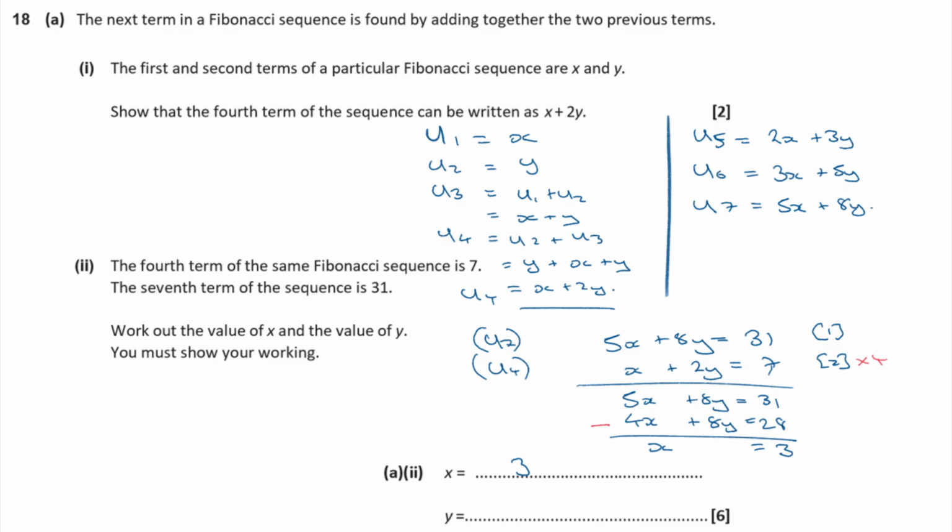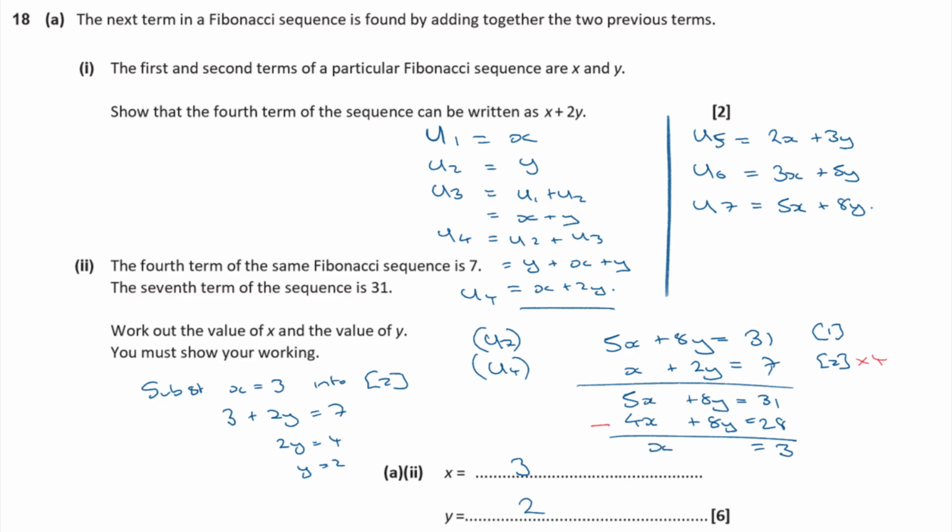And then what's y then? So sub in my x value back into u4. So substitute x equals 3 into, I called it equation 2, didn't I? Into equation 2. So I'll get 3 plus 2y is equal to 7. So then 2y would be 4, making y is equal to 2. So y is 2. Okay? So x is 3 and y is 2.